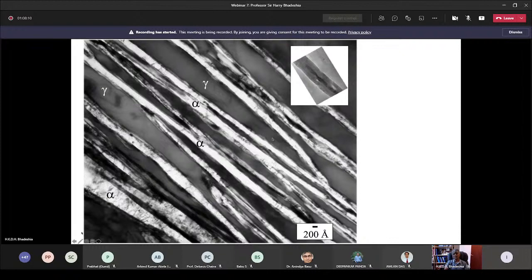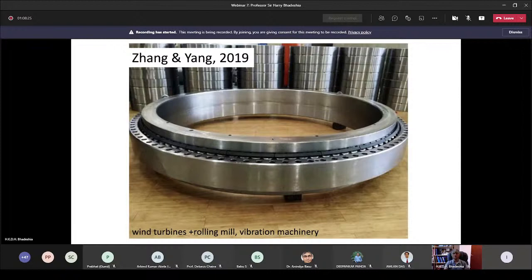Here, the strength is much greater than 2 gigapascals. One of the first applications of this is in large bearings. The rolling elements that you see here, normally we think of them as balls, but they can also be cylinders in shape, are made from this so-called superbainite.